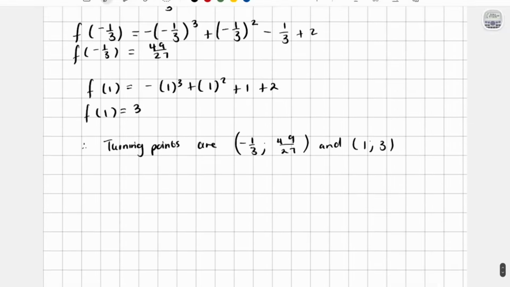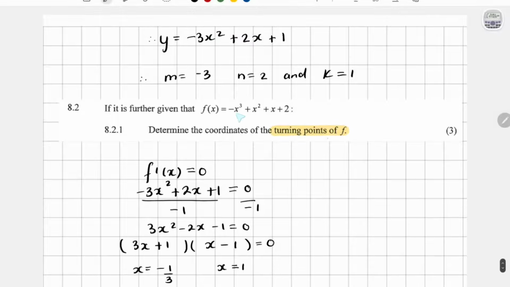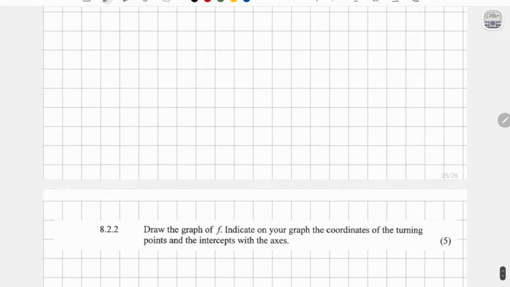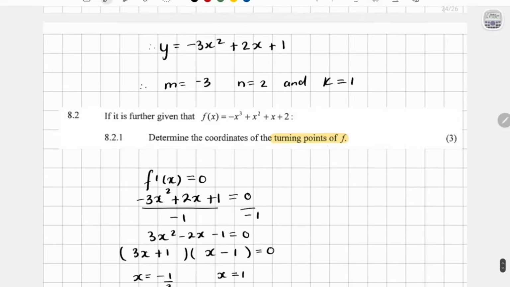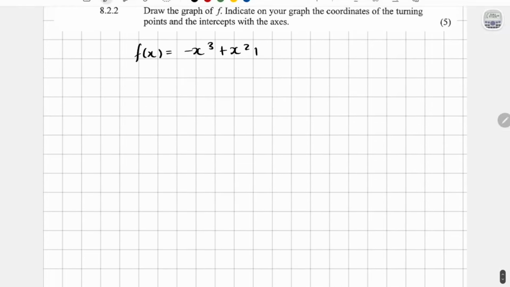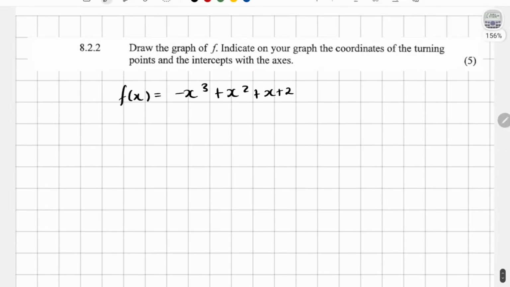We do, however, know the equation of the cubic function. So we have f of x is equal to negative x cubed plus x squared plus x plus 2. So we have this, and what we're going to do now is factorize this in order to find the x-intercepts.